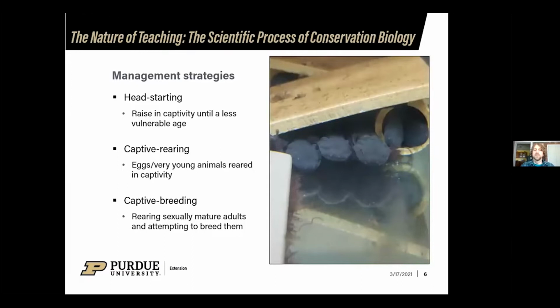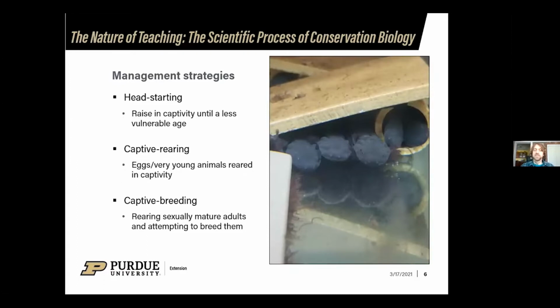Now, there's several different management strategies on the population side of things. And these include head starting, which is just raising animals in captivity until they are at a less vulnerable age. Typically, younger, smaller animals are more vulnerable to predation. And when you raise them to a certain age, when they're a little bit bigger, you tend to have more success. You lose fewer animals to predation.